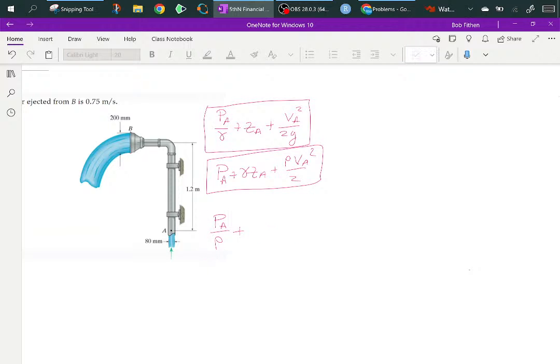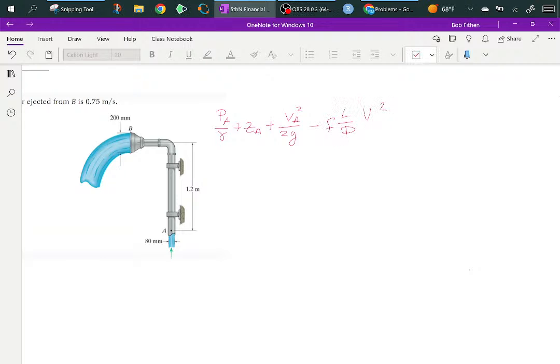I'm a mechanical, but because of the course, I'd just go to this, because I know eventually, if you were considering losses, you would do this: f L over D, V squared over 2g is equal to P_B over gamma plus Z_B plus V_B squared over 2g. Does that all fit on there? I guess it does. So in essence, you start with your energy at state 1, state A, right down here.